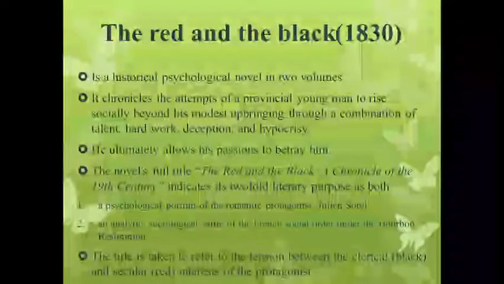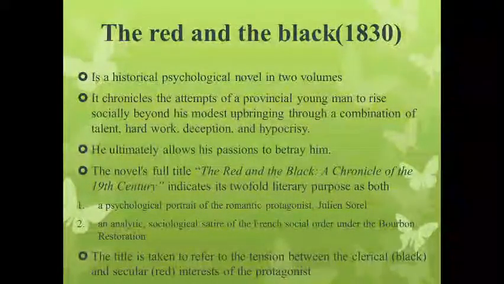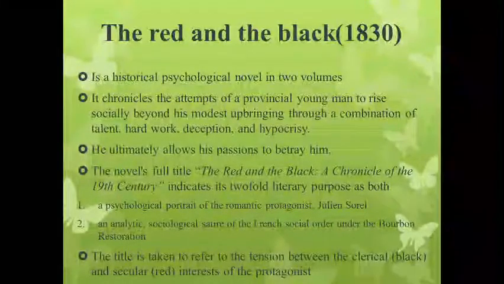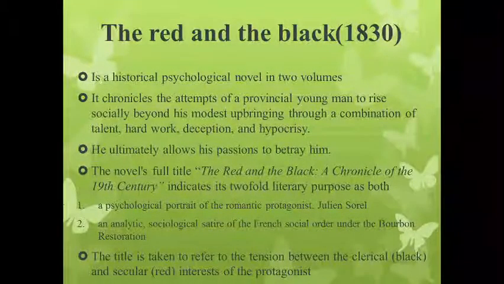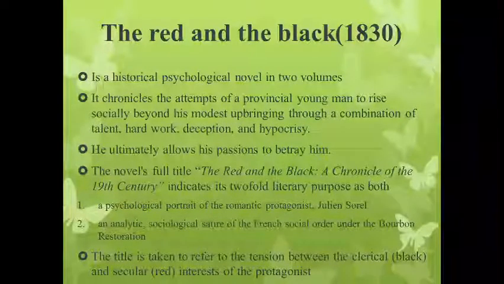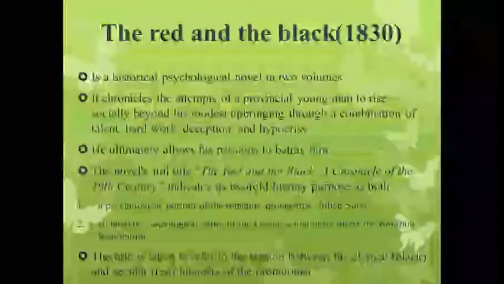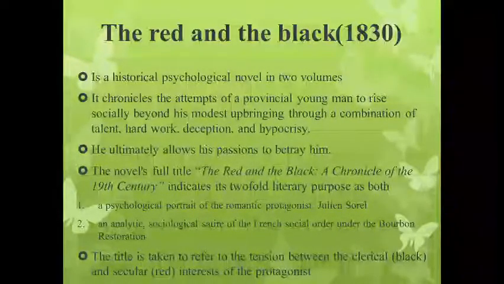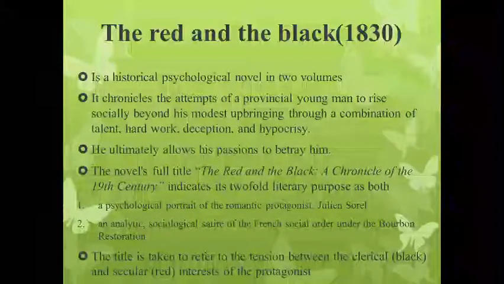The novel's full title was The Red and the Black, a Chronicle of the 19th Century. This indicates its twofold literary purpose as both a psychological portrait of the romantic protagonist Julien Sorel and an analytic sociological satire of the French social order under the Bourbon Restoration. In English, it appears as Scarlet and Black, and The Red and the Black, they say, without the subtitle, so without the Chronicle of the 19th Century.